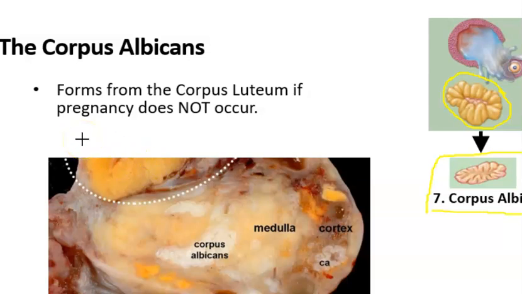And up in this picture, you can see that dotted white line. Somebody has circled at least part of a corpus luteum, and this was like the center of it right there. I'm sorry I didn't get it all. But down a little bit lower, you can see where there used to be a corpus luteum that has now turned into a corpus albicans.